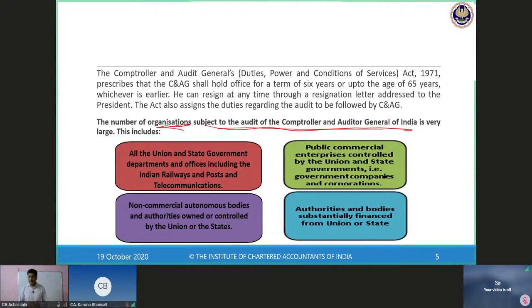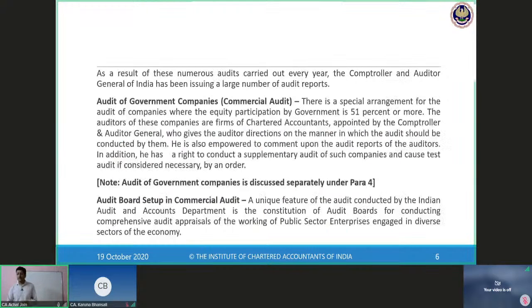Public commercial enterprises controlled by Union and state governments, for example, government companies and corporations. Next, non-commercial autonomous bodies and authorities owned or controlled by the Union or the states. Next, authorities and bodies which are substantially financed from the Union or state reserves. Now, as for the audit of government companies, there is a special arrangement for audit of companies where equity participation by government is 51% or more.